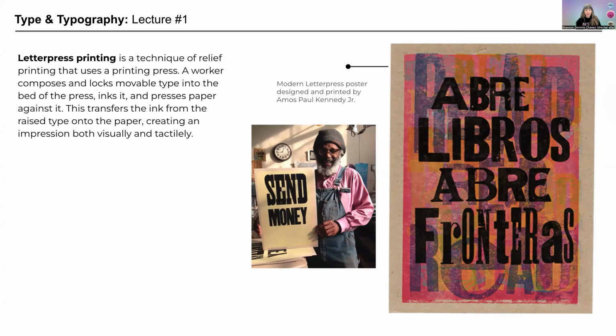And this is what was done for letterpress printing. So this is a technique of relief printing that uses a printing press. A worker composes and locks movable type into a bed of the press, inks it, and then the press presses paper over it. And this transfers the ink from the raised type onto paper, which creates an impression both visually and tactilely. So this example of letterpress, these are not Renaissance era letter forms. You will learn about these. These are industrial era wood type large letter forms to create posters and broadsides.